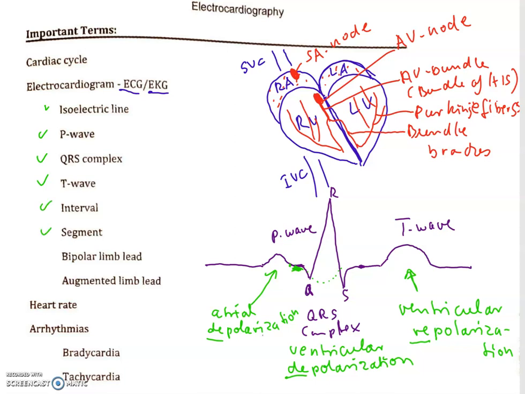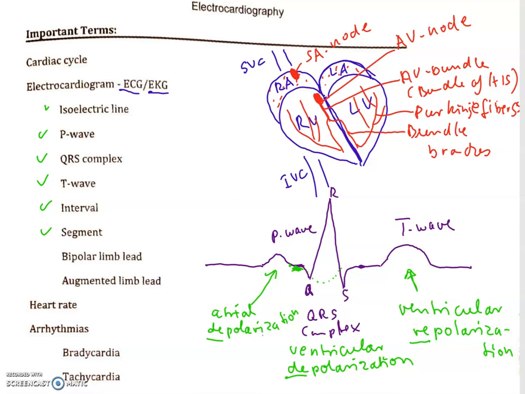Bipolar limb leads, that would be the classic EKG tracing as measured with Einthoven's triangle, where you're going to have right to left arm, for example. It's basically a recording of the electric activity through the heart from various perspectives.